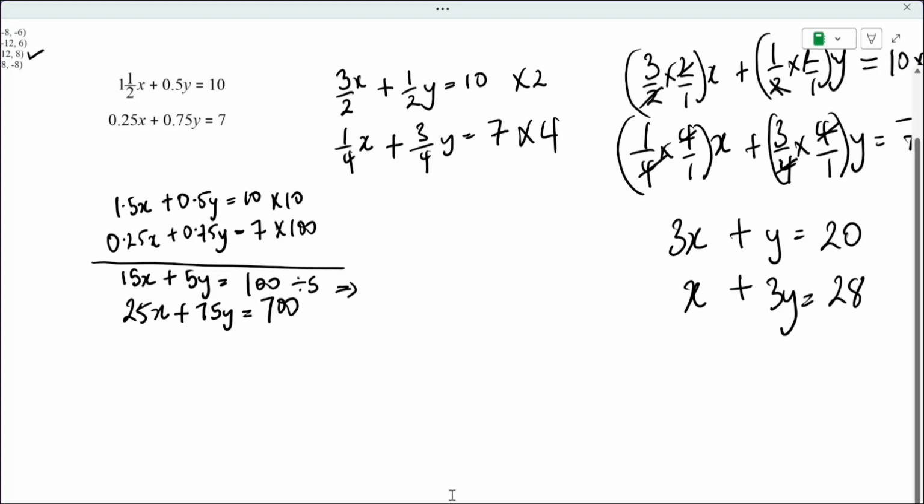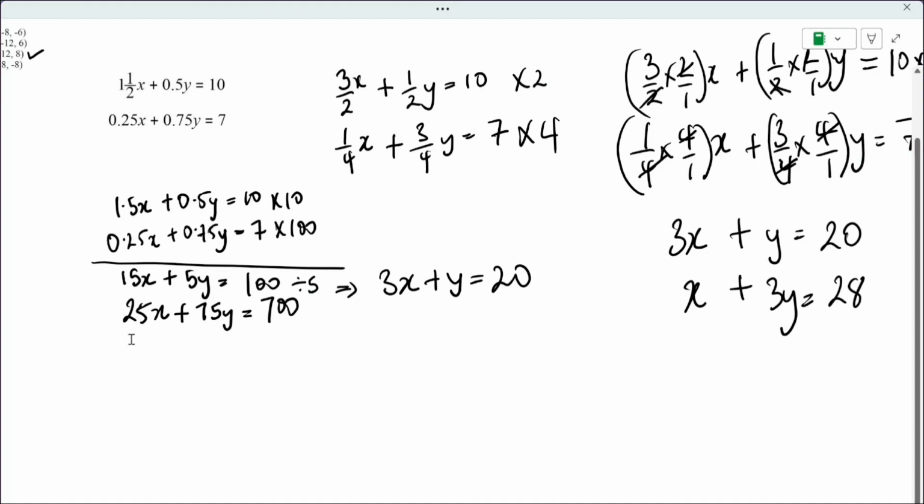5 in 15, you would get 3x. Then 5 divided by 5, that's 1. You get plus y, that's 1y, equals 100 divided by 5 would give you 20. You can see we have the equation 1s to be the same.